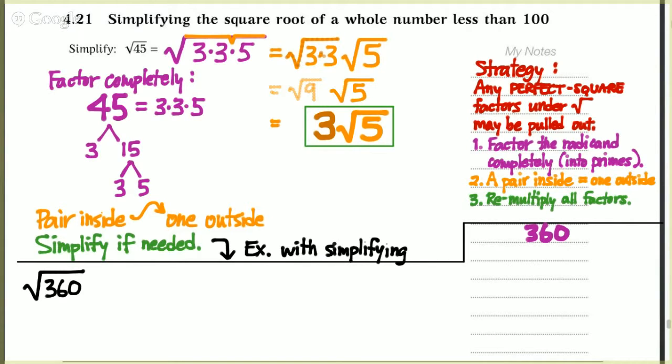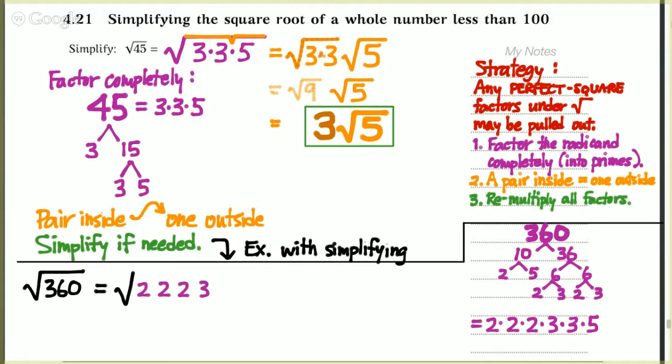Using the same technique, let's figure out what are the factors of 360. What does 360 break apart into? Well, it's 10 times 36, and 10 is 2 times 5. And 36 is 6 times 6, and each of those 6's is 2 times 3. So if we factor 360, we find that it has 6 different prime factors: 2 times 2 times 2 times 3 times 3 times 5. So we'll just replace the 360 underneath that radical with its factorization into primes.